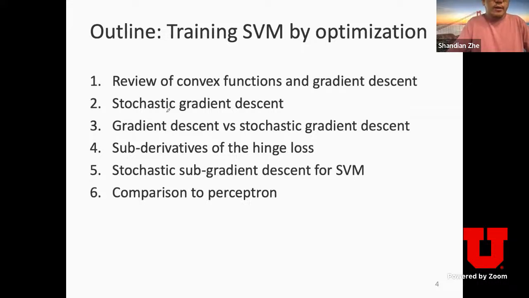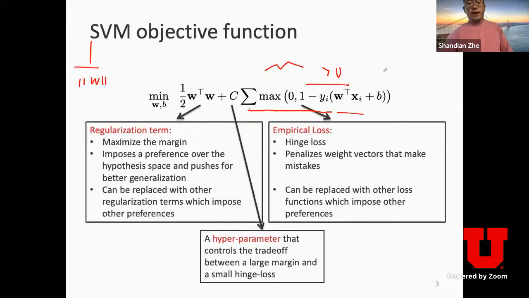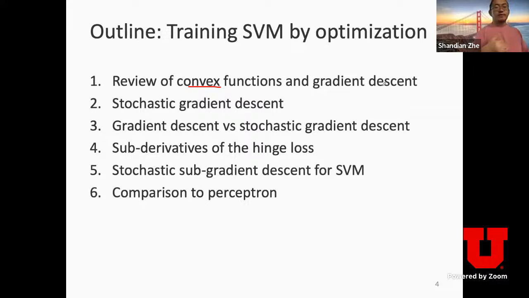So here is the outline about how to train SVM by optimization. We're going to first review the concept of convex function and gradient descent. Actually, it's fairly easy to show the SVM's objective function is a convex function. That's why we would like to review the basic definition of convex function and properties and how we optimize this function, right? And we'll review the gradient descent framework we discussed before. Remember when we talked about least mean square regression, we used the gradient descent framework, right? So we can leverage the gradient descent framework again.